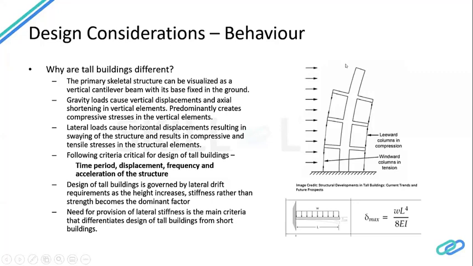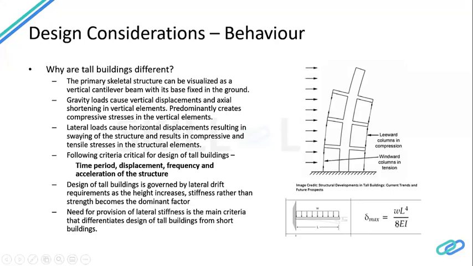So our main point as a designer is to restrict this displacement at the top due to various reasons, which I will explain shortly as well. So how do we restrict this displacement at the top? Now, again, going back to this deflection formula, the load and the height or the length of the beam is directly proportional to the deflection.